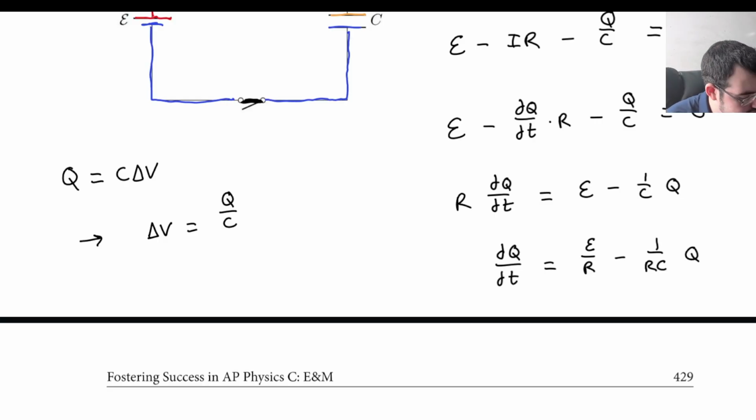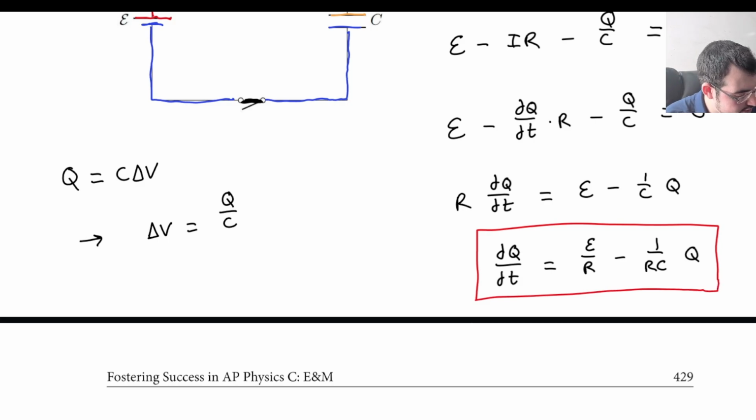So now we're probably seeing something interesting. Not only is RC the time constant, it's also the name of the section. And we see that that shows up in our differential equation. This quantity RC is in front of the Q. And not just RC, it's actually negative 1 over RC.